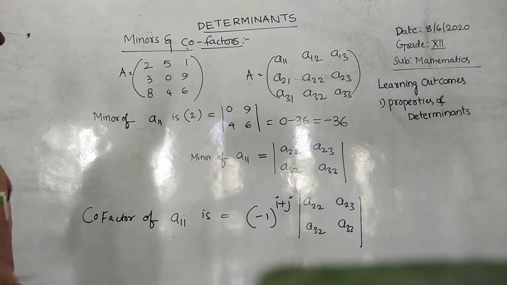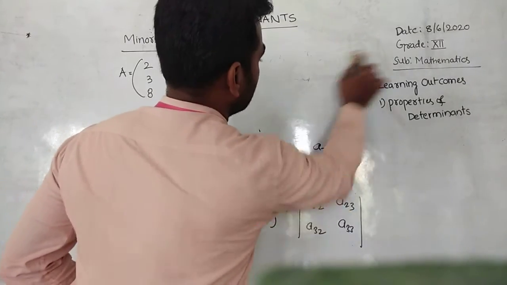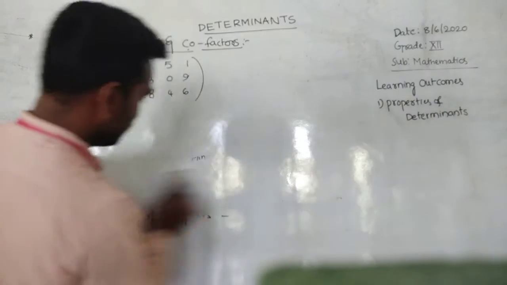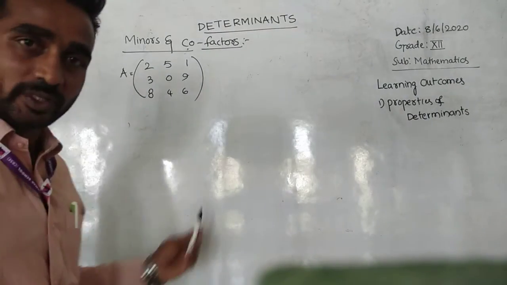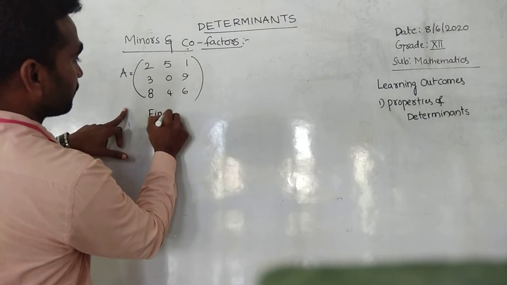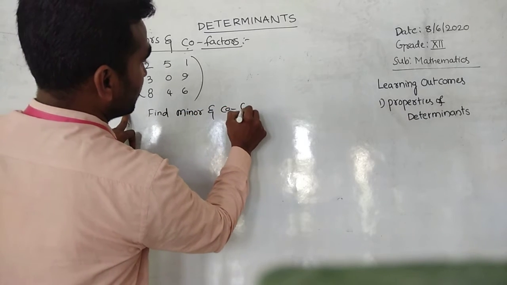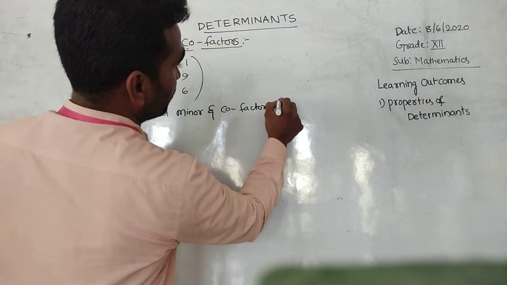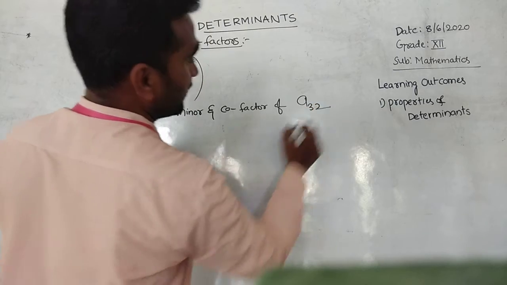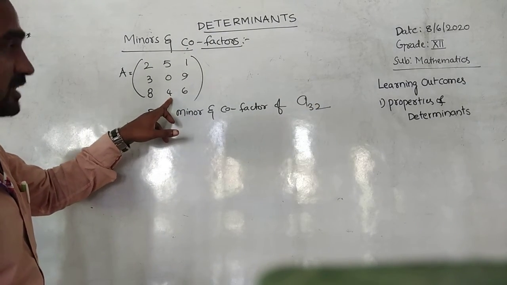So one example I will give. Find the minor and cofactor of the same matrix. Here find the minor and cofactor of the a32 element. What is the a32 element? 4. Third row and second column.